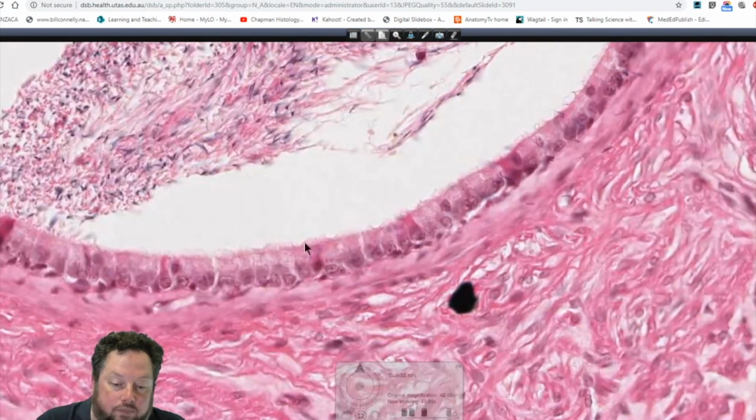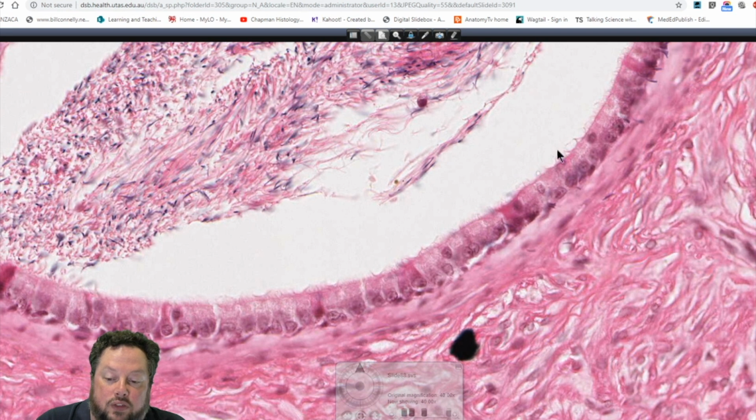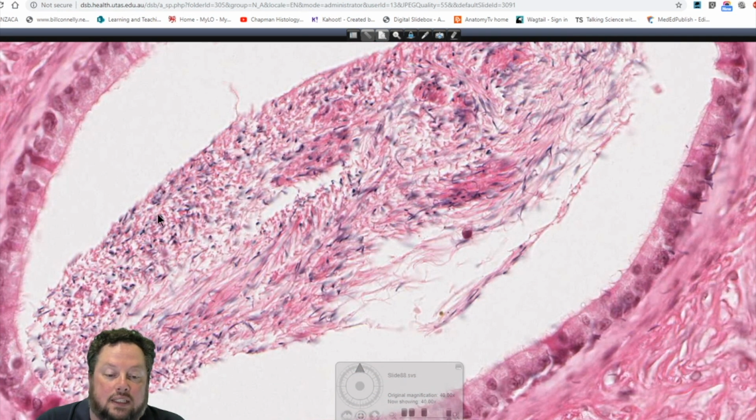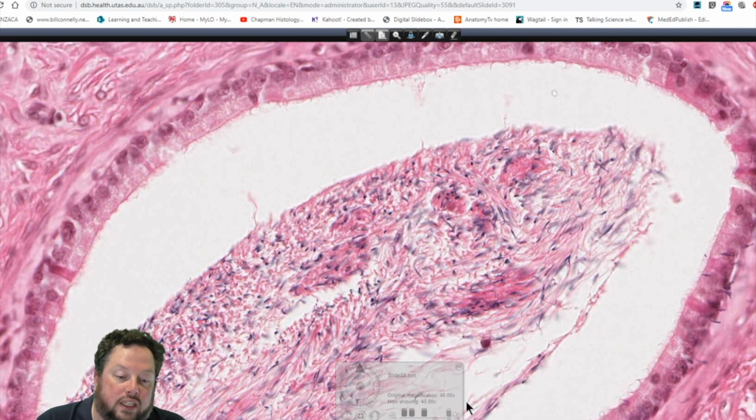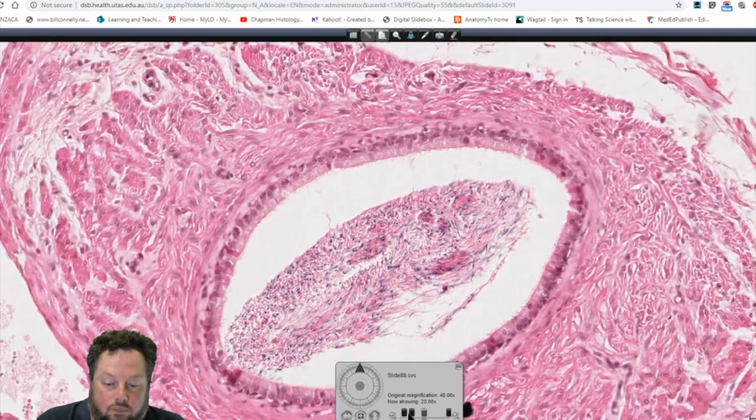But we've got our pseudostratified epithelium here with short stereocilia, and then we've got our sperm concentrated in the middle here, and we've got our muscle wall.